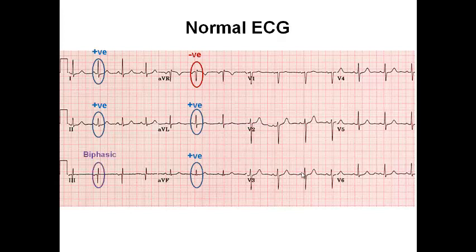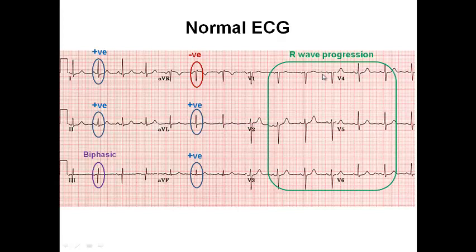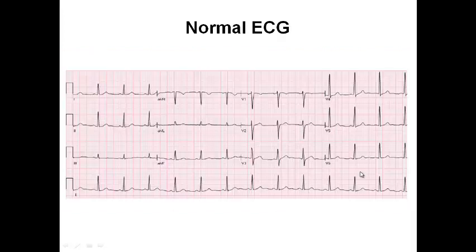Lead 3 we can sometimes see biphasic, because the electrical axis of a normal heart is perpendicular to lead 3. In the chest leads, we see something called R-wave progression, in which the R wave starts small in V1, and then it gets bigger and bigger till we find a very tall R wave and a small S wave in V6, which we call R wave progression.